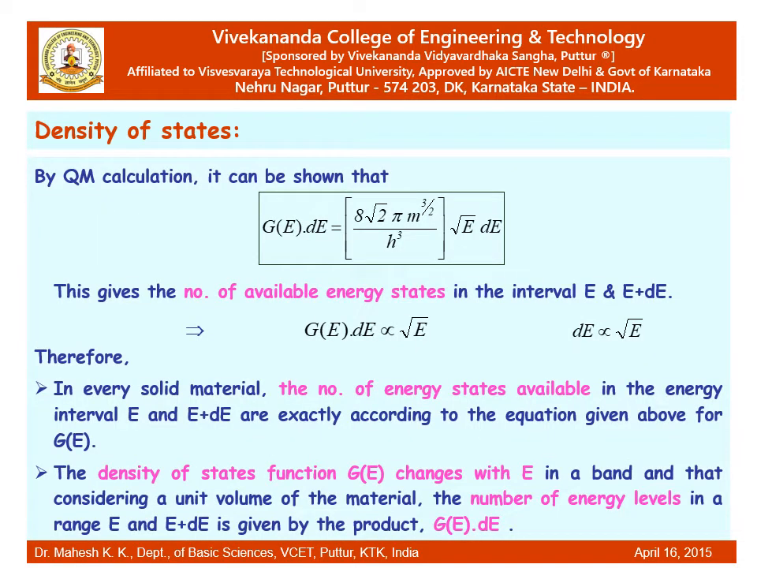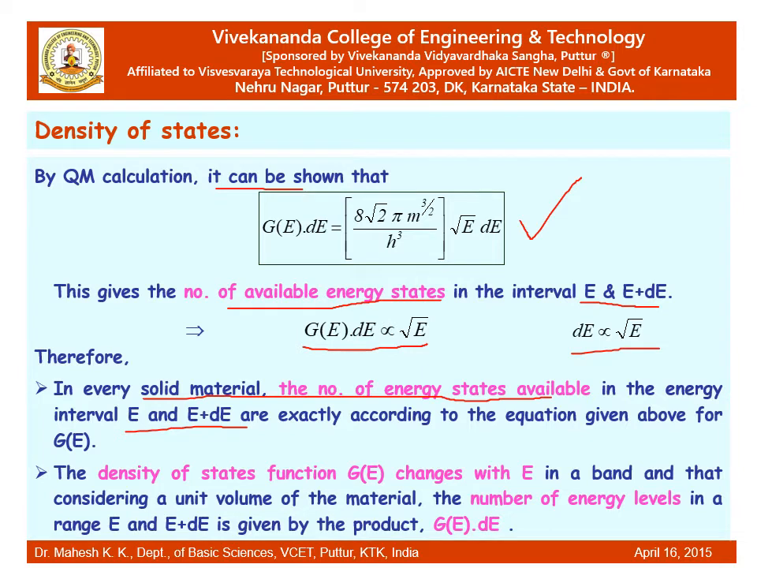By quantum mechanical calculation, which we don't go through here, I'm just going to give you the equation. g of E dE is equal to 8 root 2 pi into m to the power 3 by 2 divided by h cube into root E into dE. This gives the number of available energy states in the interval E and E plus dE. Broadly, this equation means that g of E dE depends directly on root E. Therefore, for every solid material, the number of energy states available in the interval E and E plus dE follows the above equation.